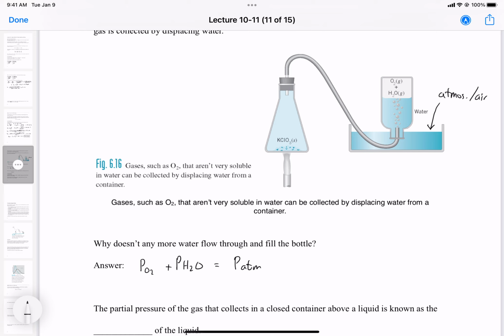Okay, so let's stop there. We'll pick up in the next video, but that's basically partial pressures for gases.